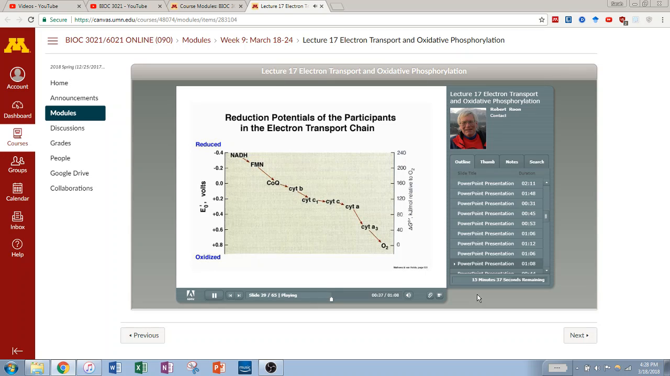Complex 1, which accepts electrons from NADH, passes them through FMN and donates them to coenzyme Q. It has a voltage drop of about 0.4 volts. Complex 3, which starts with coenzyme Q and ends with cytochrome C, has a drop of about 0.3 volts. Complex 4, which accepts electrons from cytochrome C and donates them to molecular oxygen, has a drop of about 0.45 volts.